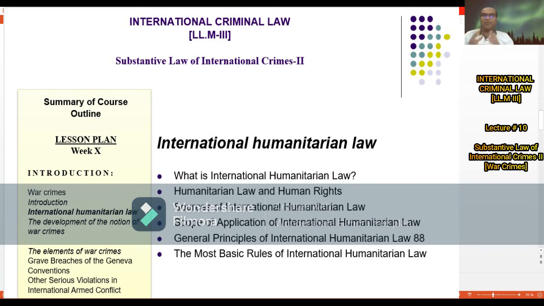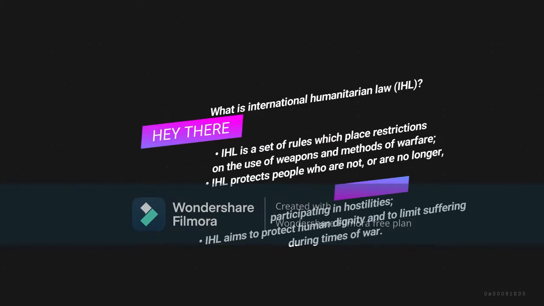Therefore, the question of whether the resort to force was unjustified or illegal has no bearing on the application of international humanitarian law to an armed conflict. So, what is International Humanitarian Law (IHL)? IHL is a set of rules which place restrictions on the use of weapons and methods of warfare. It also protects people who are not or are no longer participating in hostilities. International humanitarian law aims to protect human dignity and to limit suffering during the time of war.